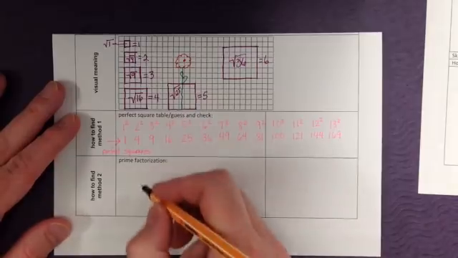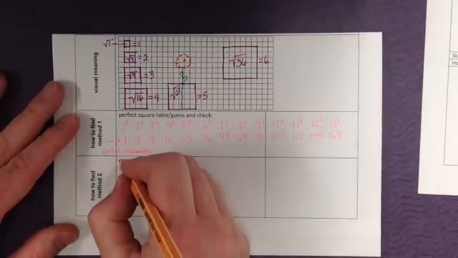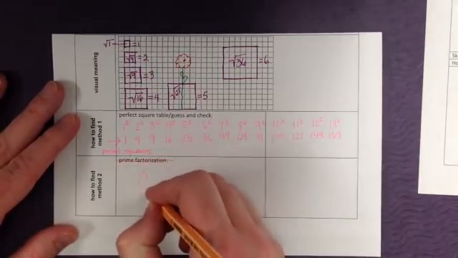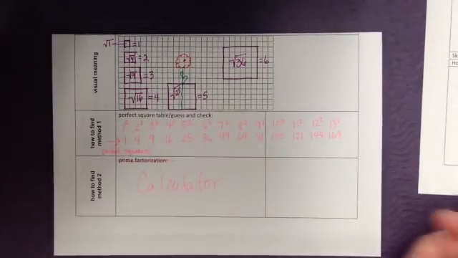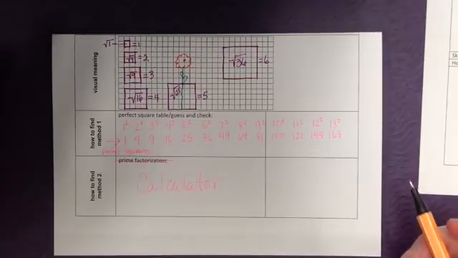Now, how to find number 2 is really easy. Cross out that word prime factorization, and we're just going to put calculator. Because any other time we need to find a square root, all we're going to do is use our calculator.